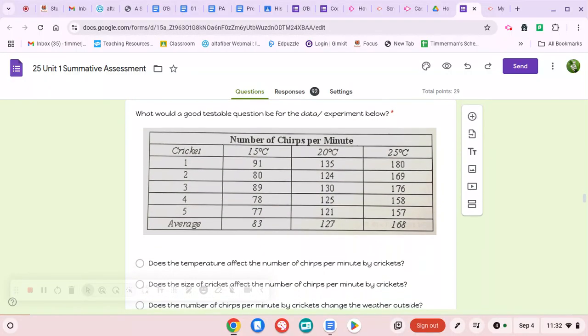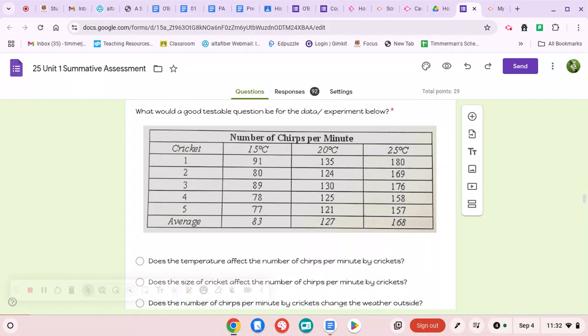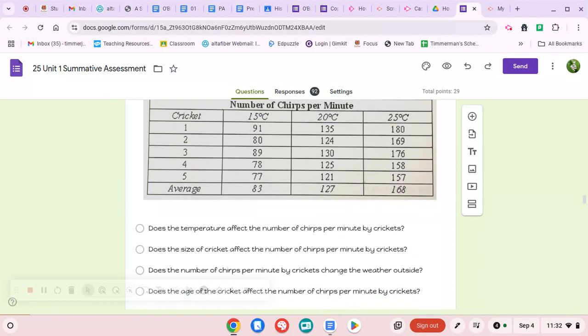What would be a good testable question for the data experiment below? Does the temperature affect the number of chirps per minute by crickets? Does the size of cricket affect the number of chirps per minute by crickets? Does the number of chirps per minute by crickets change the weather outside? Or does the age of the cricket affect the number of chirps per minute by crickets?